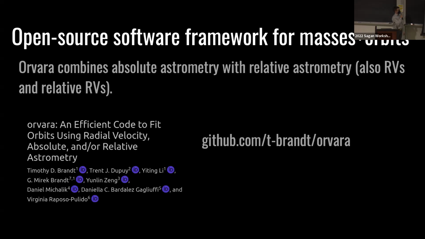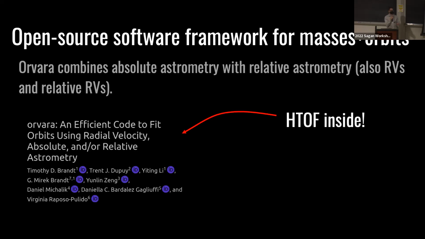And Orvara is kind of the flagship of this open source software framework that we're trying to develop at UCSB to measure masses and orbits of giant planets and brown dwarfs. So Orvara is an actual MCMC orbit fitting software, which you play with in the hands-on session, and htof is packaged inside of there. The code itself is not actually bundled inside the software, it's just a dependency.